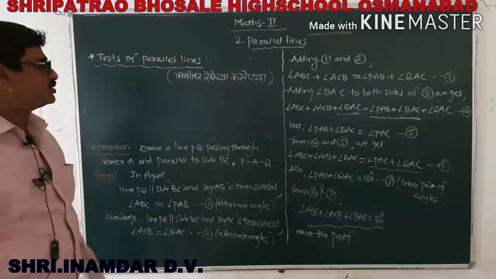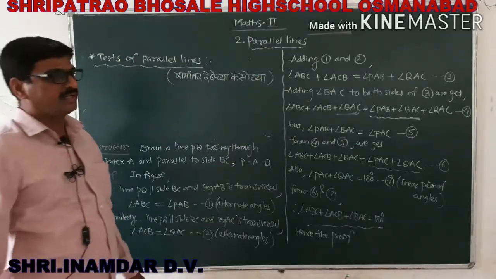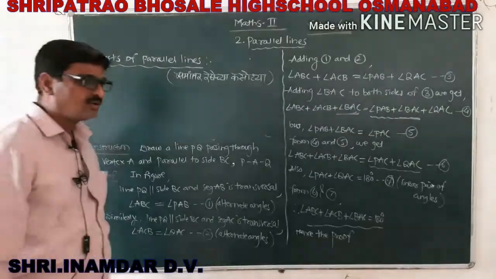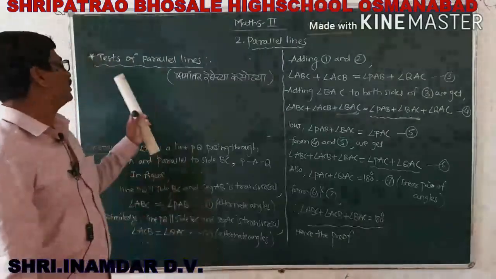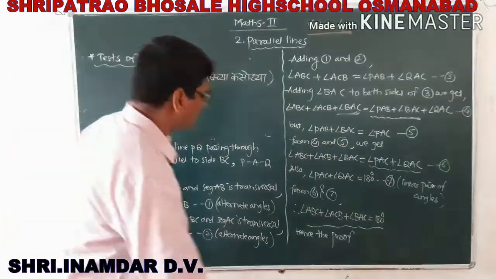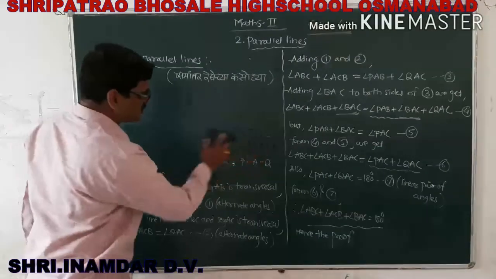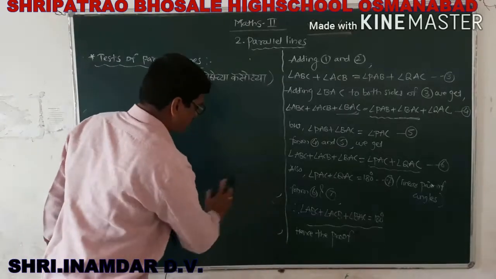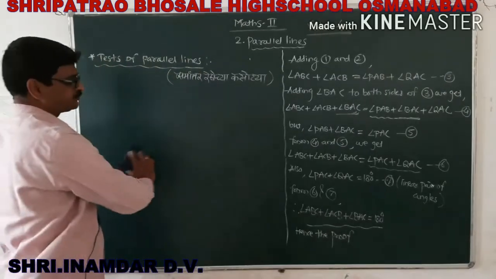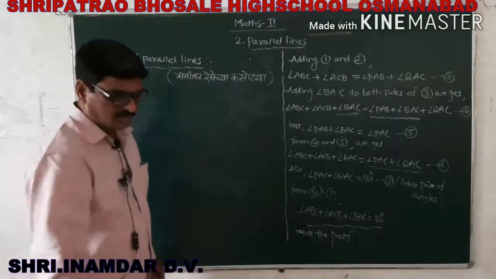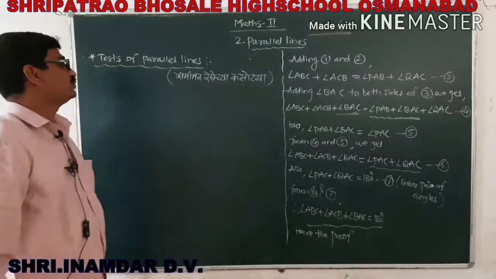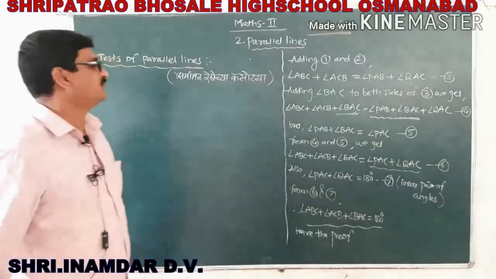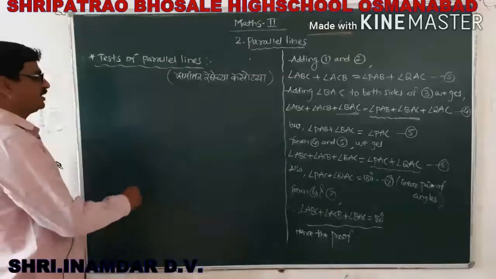Okay, so why are these tests of parallel lines needed? When we have to say whether the given two lines are parallel or not, at that time we have to use the tests of parallel lines. So how can they be obtained? They can be obtained by using the properties of parallel lines for angles. These angles are formed by a transversal. This test we obtain by taking the converse of these properties of parallel lines.